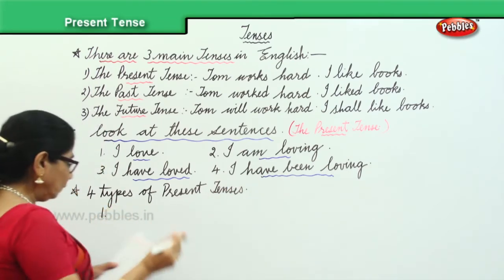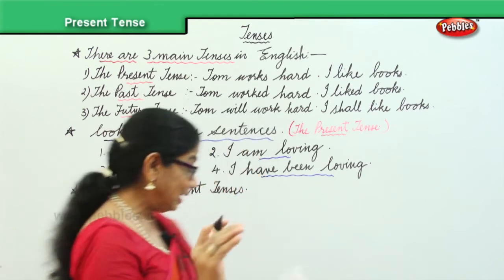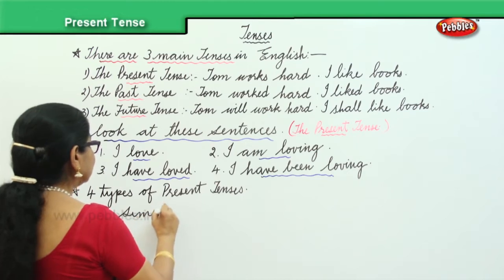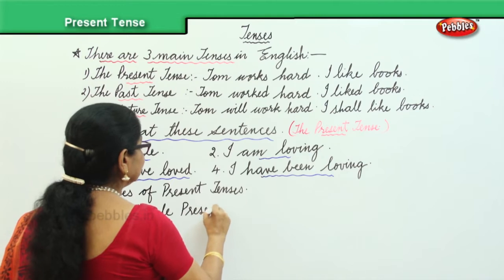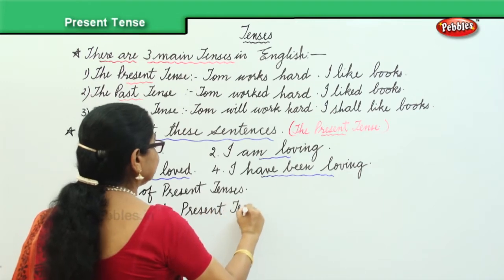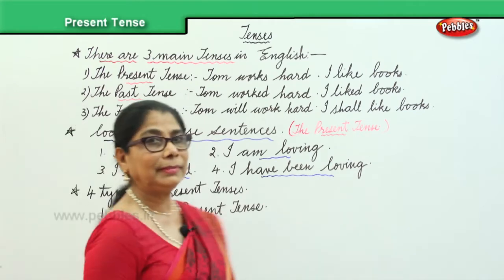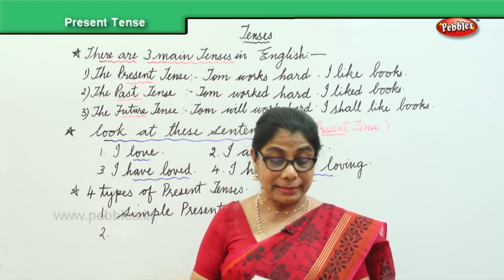The first of it is the simple present tense. That's the first of its kind. In the present tense, we have four. First is simple present tense.